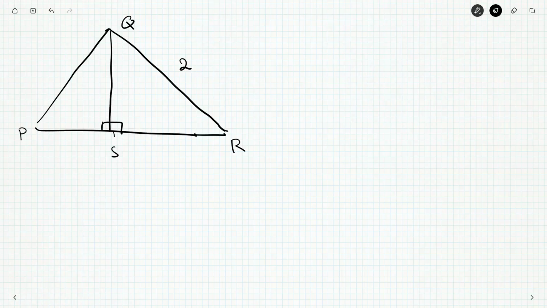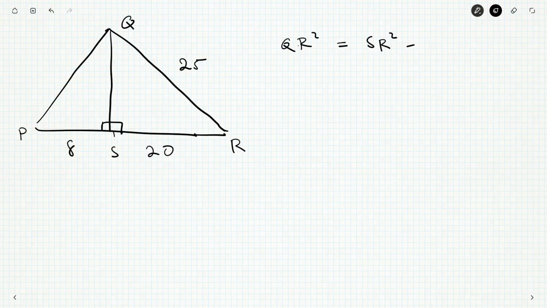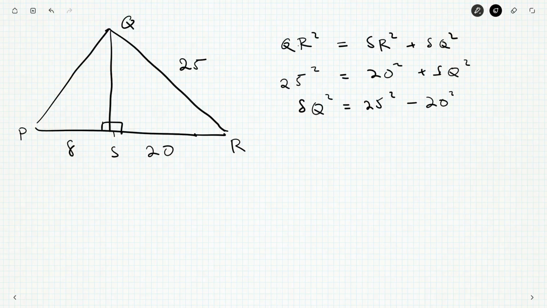Alright, so we got our right angles there, 25, 20, and 8. Alright, so what does the Pythagorean theorem tell me? Well, we got a right angle here at S, so that tells me that QR squared is SR squared plus SQ squared. Well, that's 25 squared is 20 squared plus, I don't know what SQ squared, or SQ is, so I don't know how to square it. But if I rearrange, I can say SQ squared is 25 squared minus 20 squared. And if you have your calculator handy, feel free to expand them out.